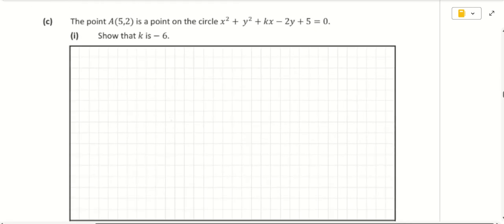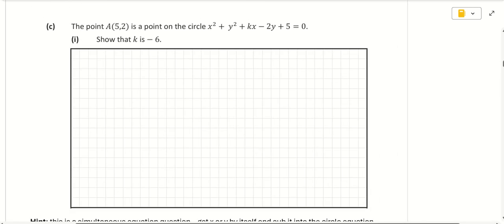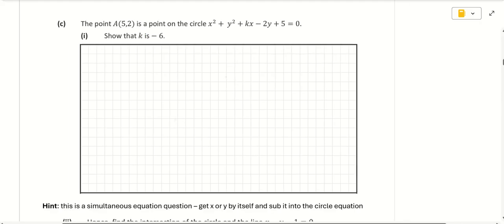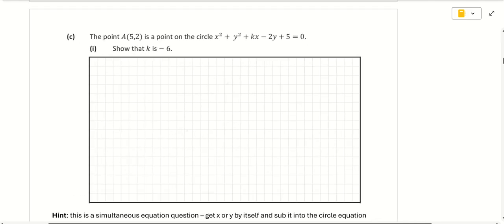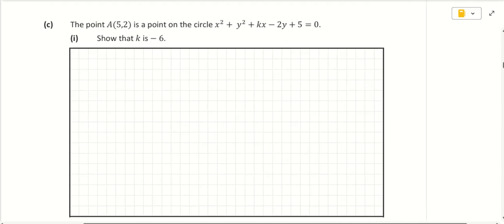Now, point A 5, 2 is a point on the circle. This. So that big equation, show the k is minus 6. Okay, so the fact that you're showing the k is minus 6 probably implies that you need it for something. And I was just telling you the answer. You don't actually need k down below.